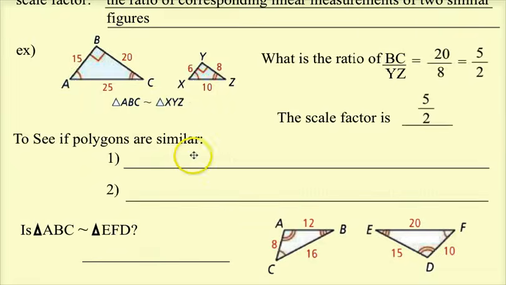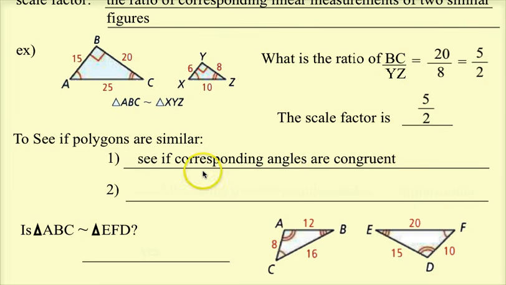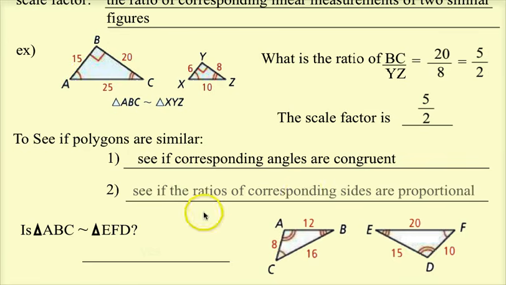To see if polygons are similar, I see if their corresponding angles are congruent to each other. The angles have to be congruent, and then the ratio of the corresponding sides has to be proportional. So all of those sides are going to have the same ratio or scale factor.